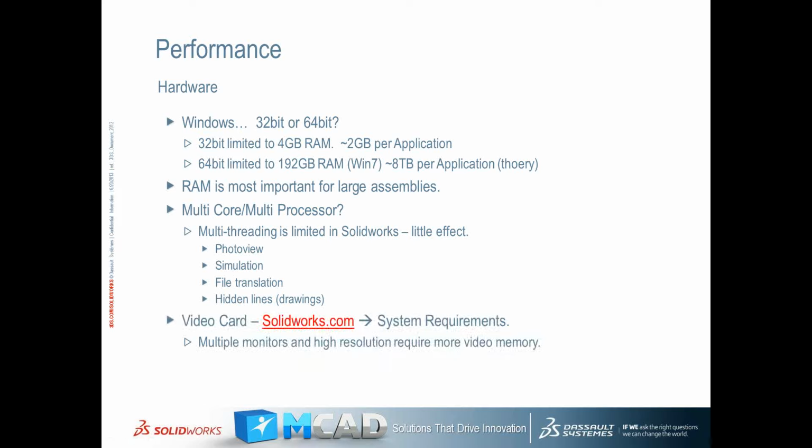Another thing that can affect your performance is your video card. So if you use multiple monitors, you're going to want to have more RAM, or more video memory, on that video card. So if you use multiple monitors, or if you use a really high resolution, if it's starting to slow down, you may want to think about upgrading and getting more video memory.